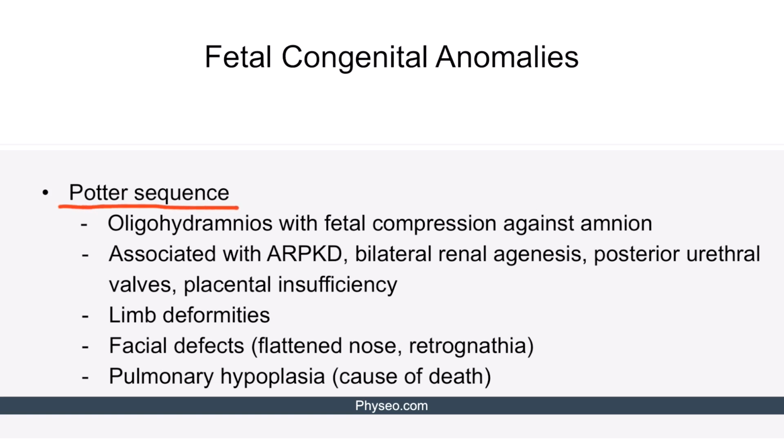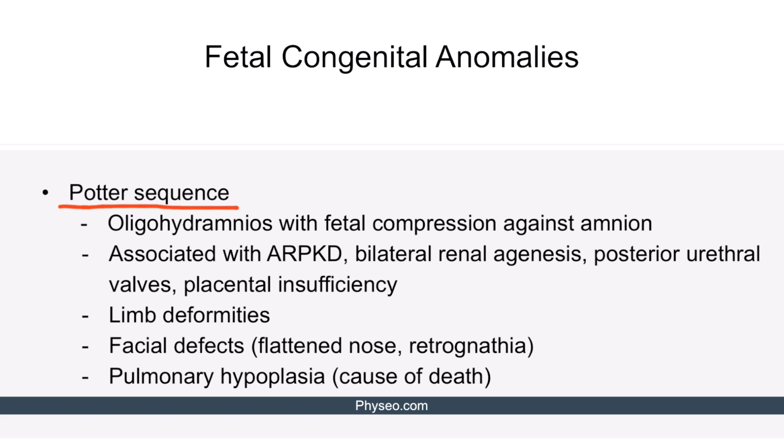Lastly, let's talk about Potter sequence. Potter sequence is caused by oligohydramnios, so a low amount of fetal fluid, and that in turn compresses the fetus. So any condition that causes a decreased amount of amniotic fluid or oligohydramnios can actually potentially cause Potter sequence. So some of these conditions are autosomal recessive polycystic kidney disease, or ARPKD, and bilateral renal agenesis.